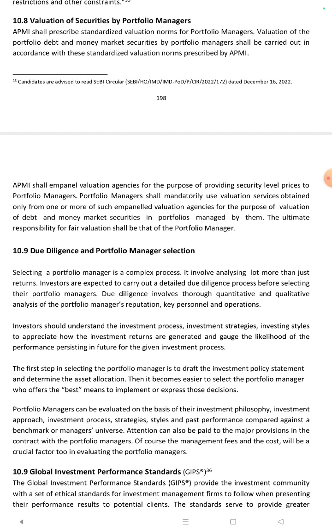Valuation of securities by portfolio manager. APMI shall prescribe standardized valuation norms for portfolio managers. Valuation of the portfolio's debt and money market securities by the portfolio manager shall be carried out in accordance with these standardized valuation norms prescribed by APMI.